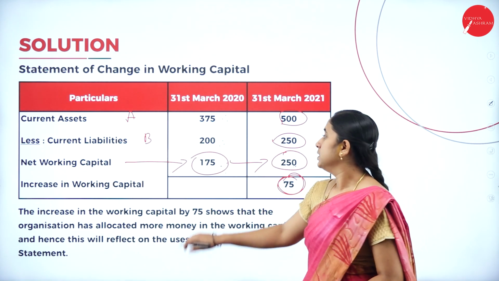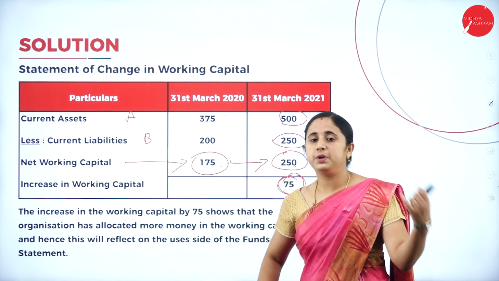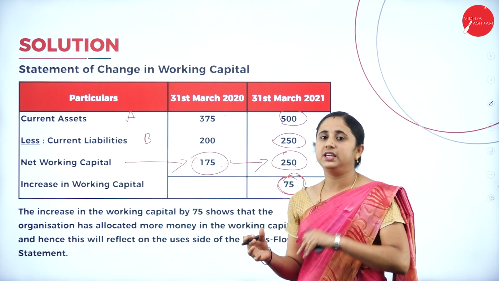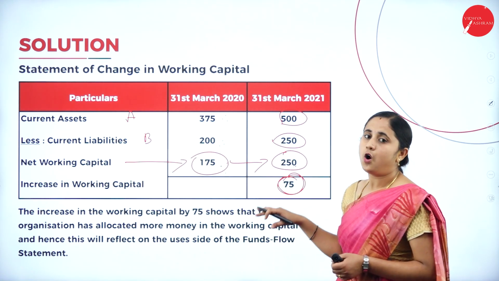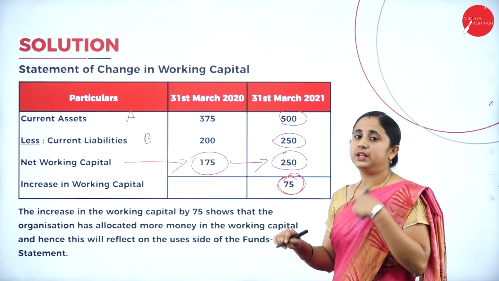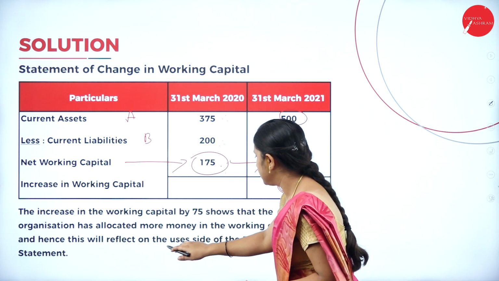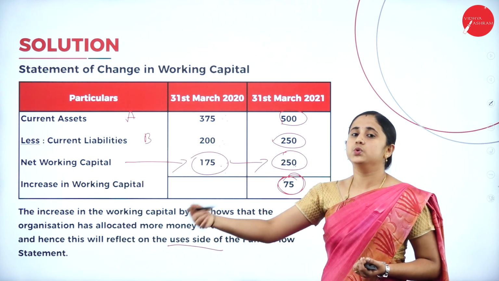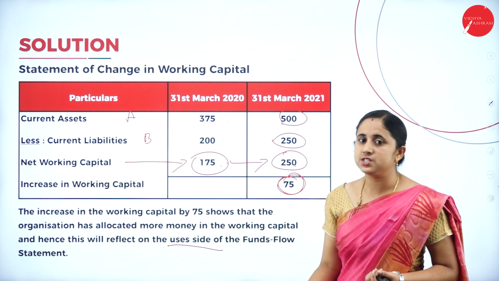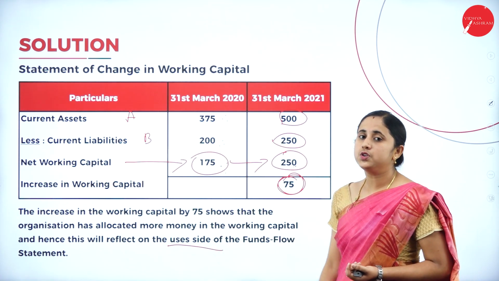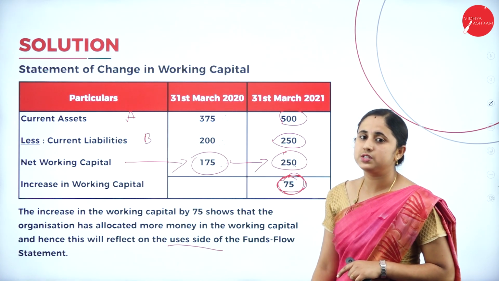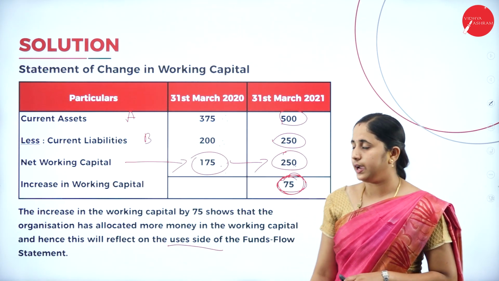Compared to the previous year, the current year working capital is increased. That means the company invests some money for their operation, so they use funds for their operation. So it reflects on the uses side, that is, the application side of the fund flow statement.